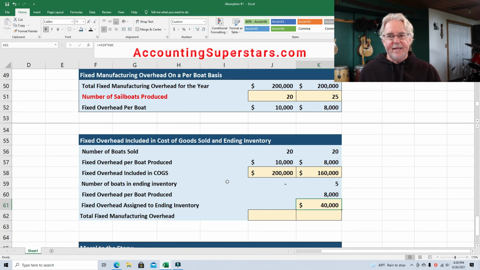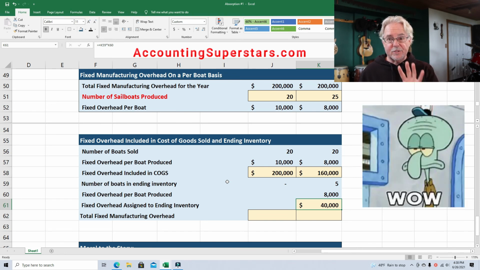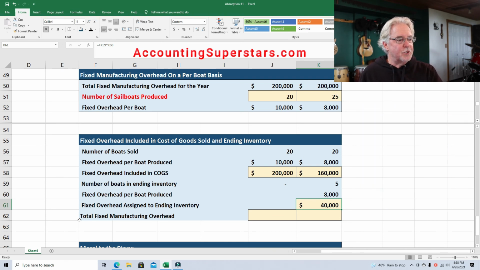So what happened is some of the fixed manufacturing overhead went to cost of goods sold, and some of it went to ending inventory. So some of the fixed manufacturing costs never got expensed. And the amount was $40,000 that went to ending inventory. There's our difference. So total fixed manufacturing overhead, just to reconcile it, well, 200,000 plus nothing here is 200,000. And 160,000 plus 40,000 is 200,000, which is the amount of fixed overhead.